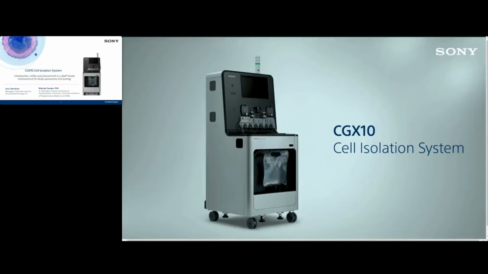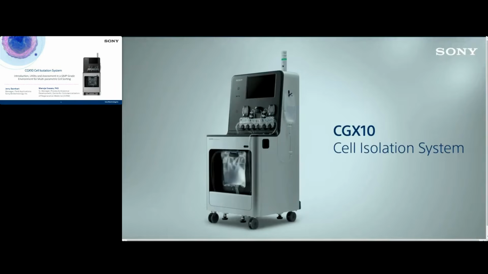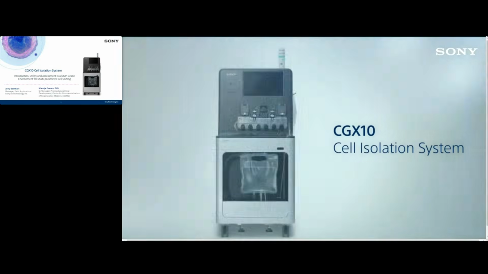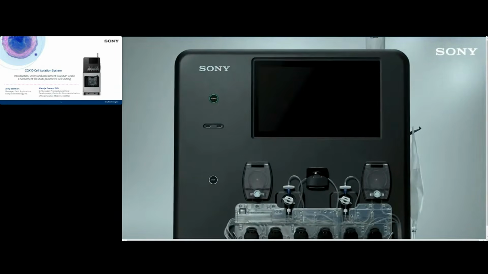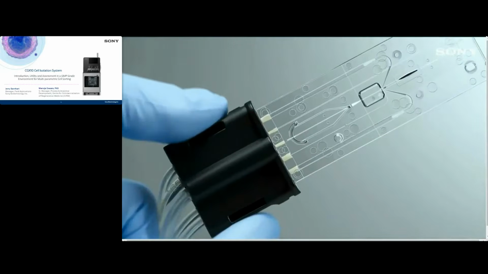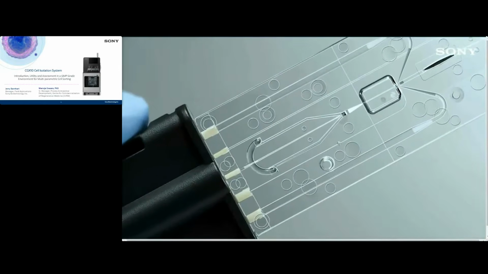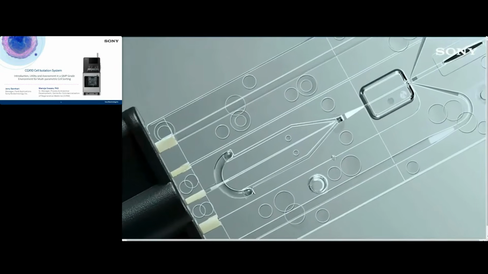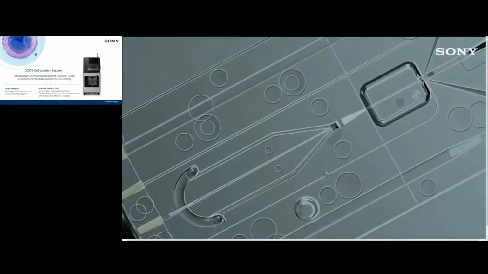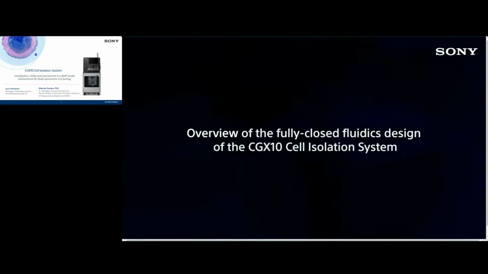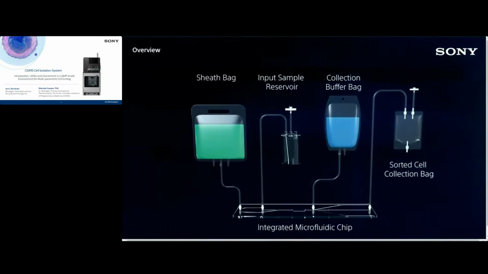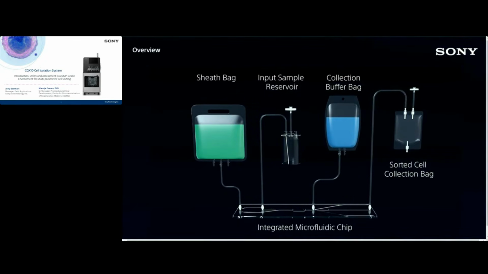The CGX10 Cell Isolation System from Sony is designed to deliver multi-parametric cell sorting in a fully closed format. A key component of the instrument is an innovative microfluidic chip that is integrated into the system consumable kit. In this video, we will introduce you to the process of fully closed cell sorting taking place inside the microfluidic chip. Here is the overview of the fully closed fluidics design of the CGX10 Cell Isolation System.